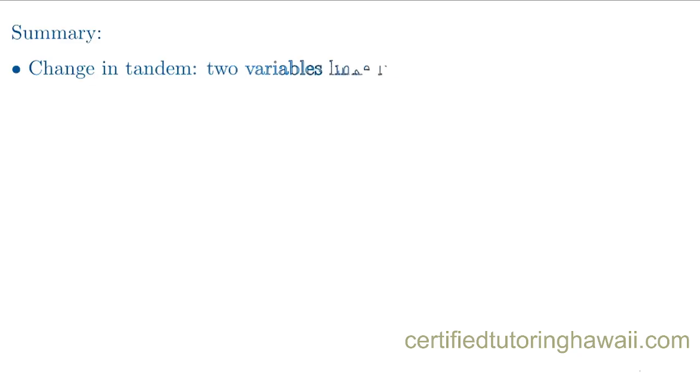Let's summarize everything we've learned and then tackle an exit question to see if it's all clicked. Today, we've focused on change in tandem. We learned that this involves 2 linked variables, which we model with a function y equals f of x. We stressed the importance of defining your variables with units.